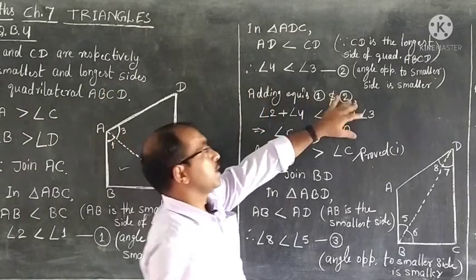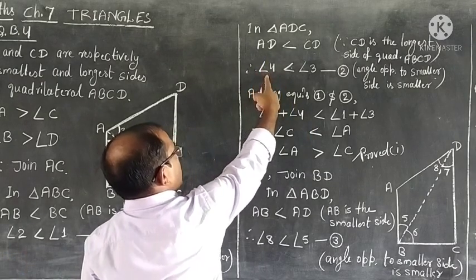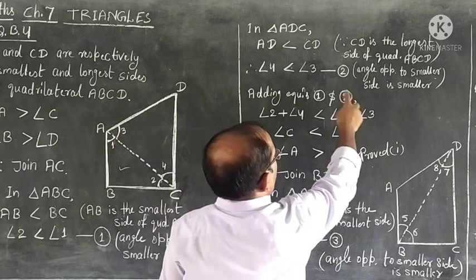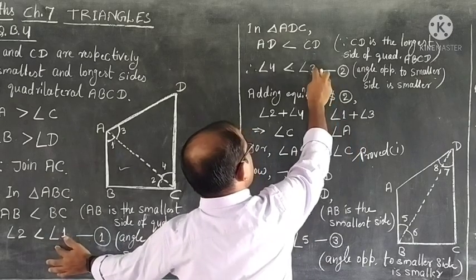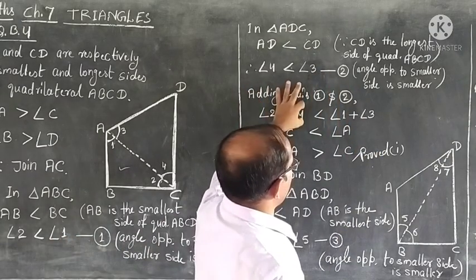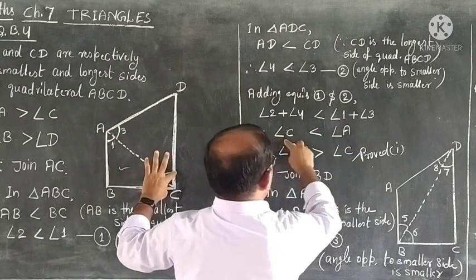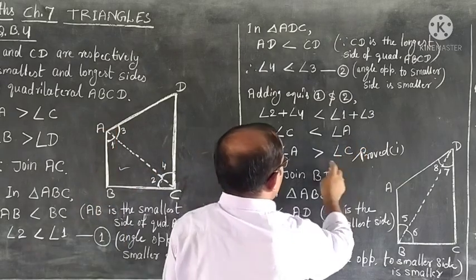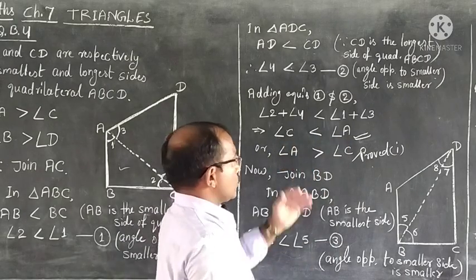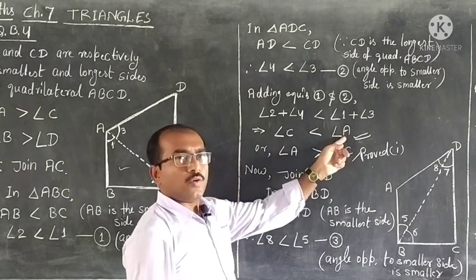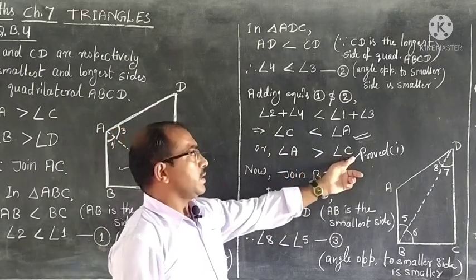We are adding equation 1 and 2. Equation 1 LHS is angle 2 and LHS of equation 2 is angle 4. So, angle 2 plus 4 is less than angle 1 plus 3, the RHS of equation 1 and RHS of equation 2. 2 plus 4 will be angle C and 1 plus 3 will be angle A. So, we find here what? At this step angle C is smaller than angle A. So, whether we say angle C is smaller than A or we say angle A is greater than C, the meaning is the same. So, we write angle A is greater than angle C.